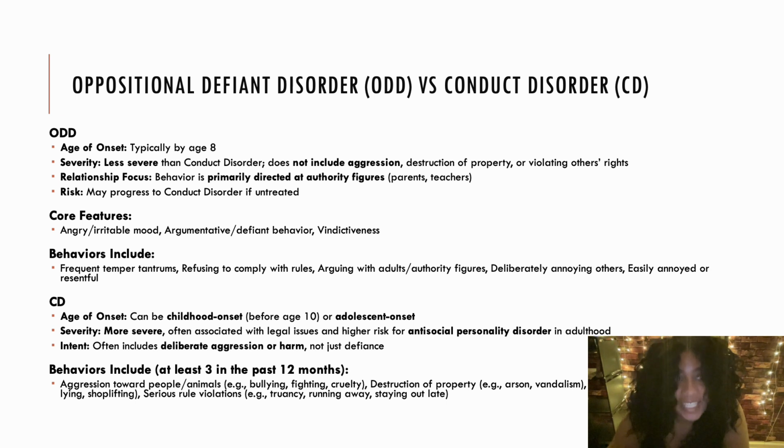ODD age 8. CD, child onset before the age of 10. But you cannot diagnose someone with CD when they turn 19. Only up to the age of 18. I hope that makes sense. ODD is mild. CD, much more severe.